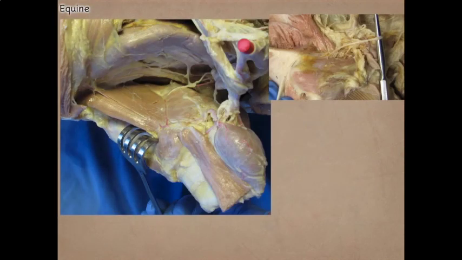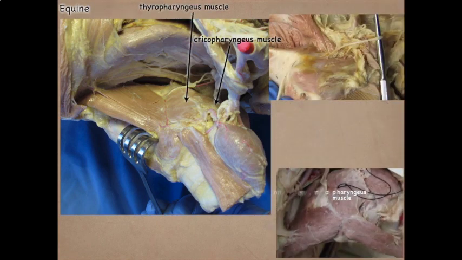Here we see the cricopharyngeus muscle coming off the cricoid cartilage, going into the wall of the laryngeal pharynx. The thyropharyngeus muscle coming off the thyroid cartilage, doing the same. Our sternothyroideus muscle coming into that thyroid cartilage from the sternum. Then going from the thyroid cartilage to the hyoid bones is the thyrohyoideus. So we've got this nice little trio right here attaching to the thyroid cartilage.